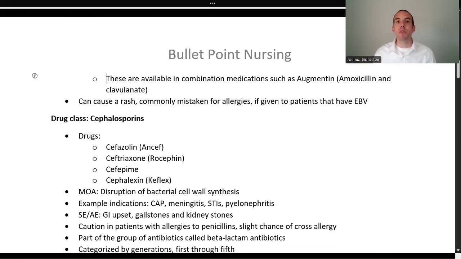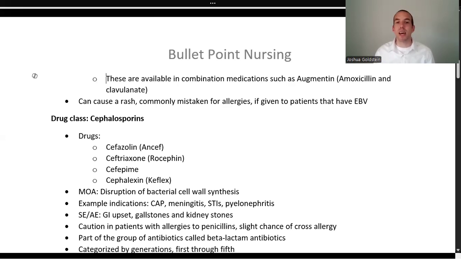Some of the examples of what we use this for is CAP, that's community-acquired pneumonia, meningitis, a few of the STDs or STIs, as well as pyelonephritis. Same side effect that it has, that it can cause GI upset, plus cephalosporins have a risk of causing gallstones and kidney stones. We talked already about the allergy. I'm not going to get into that again.